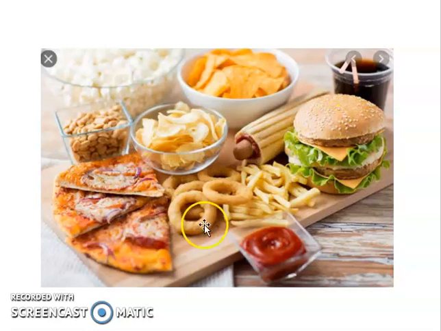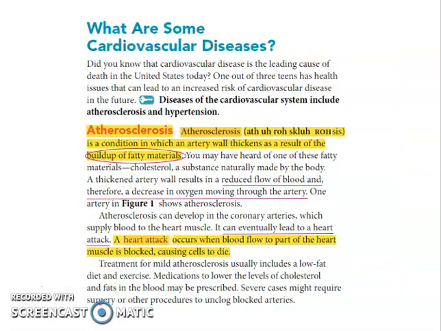I know you see pizza here. Yes, pizza, salty food, chips, nuts, fries, nuggets are really bad. Again, I will repeat, when you consume it in an overly manner, when you consume it too much, that is bad.